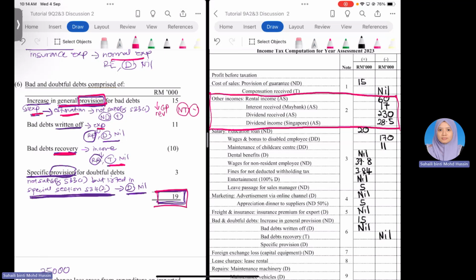Why do you record it in the minus column? This is a revenue, right? This is the opposite way.